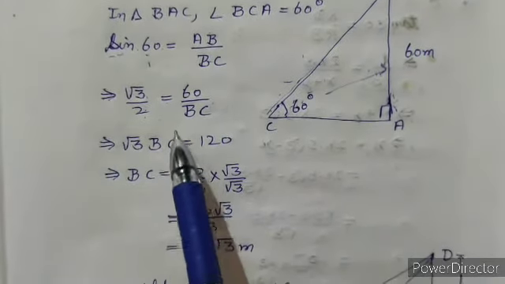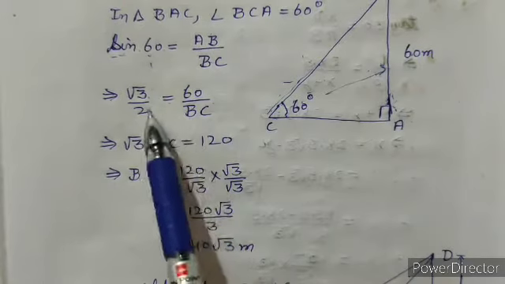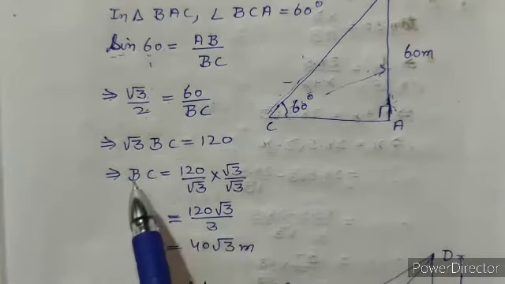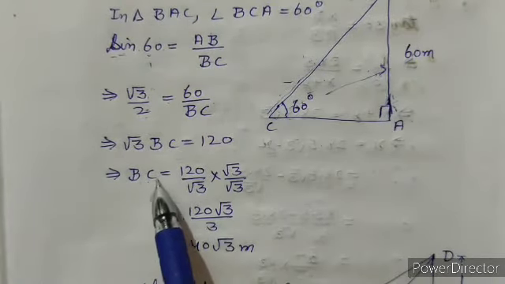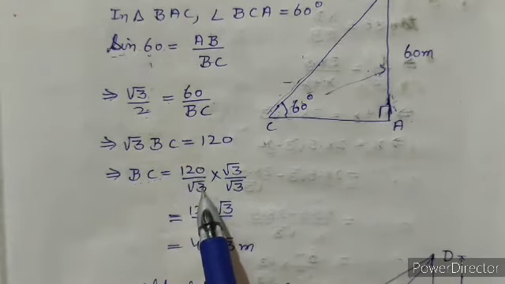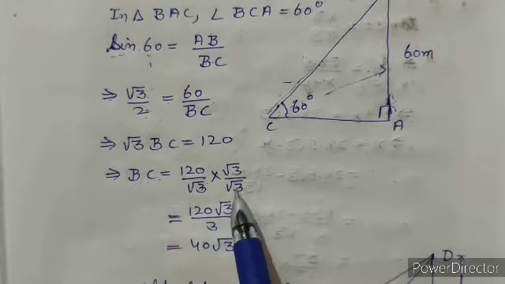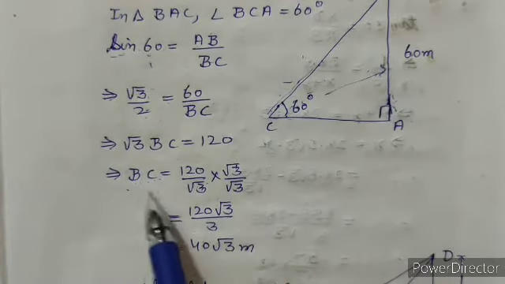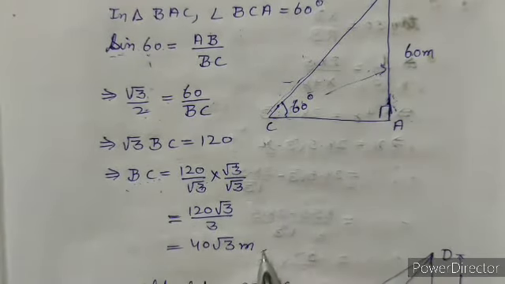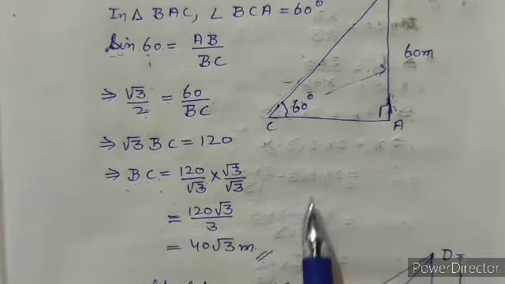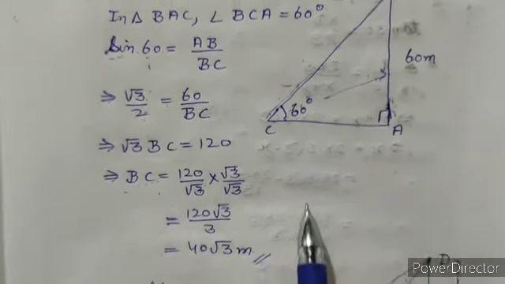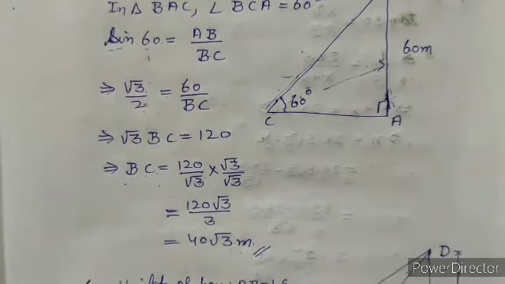On cross multiplication we will get root 3 BC equal to 120, which on solving will give us the value of BC as 120 by root 3. Now we can rationalize it by multiplying the numerator and denominator by root 3 to get the value of BC, which is equal to 40 root 3 meter. So we can say that the length of the string is 40 root 3 meter.